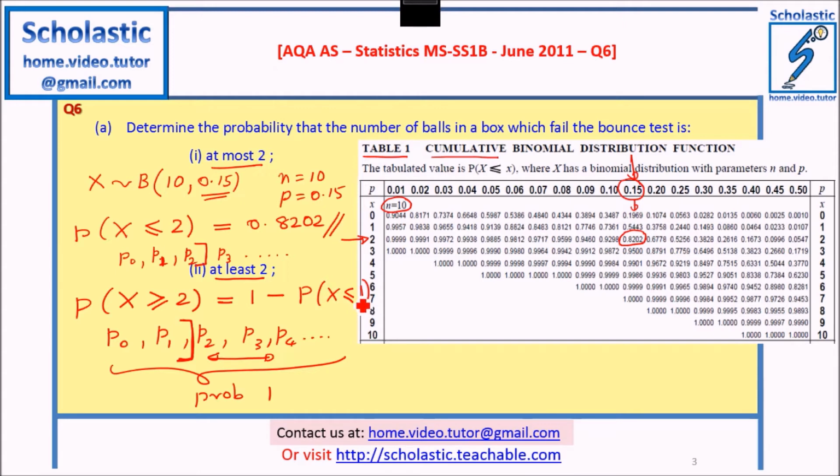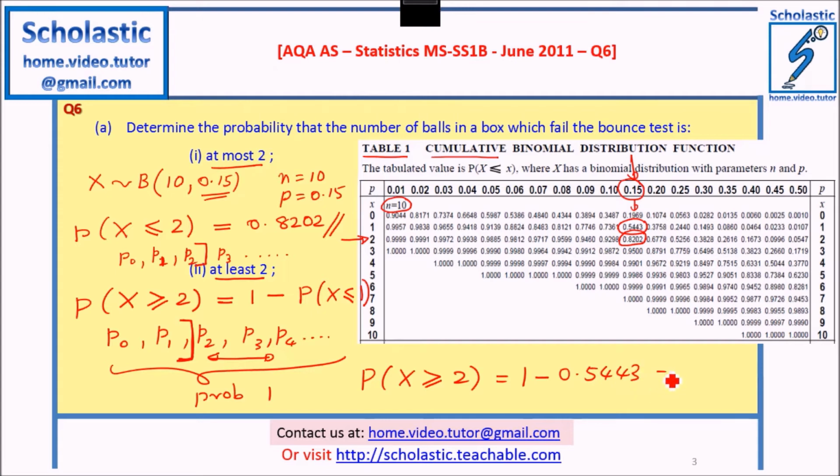So therefore, in the cumulative binomial distribution table, we need to read for the X equal to 1 condition. That is the area for P0 up to P1. So therefore, P of X greater than or equal to 2 is equal to 1 minus. If you go to the table again, now it is 1 and probability is 0.15. So this is the number, 0.5443.